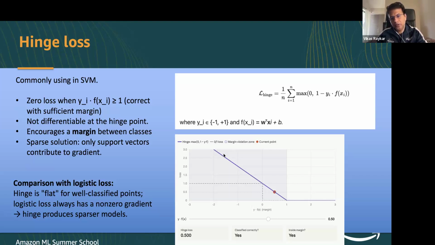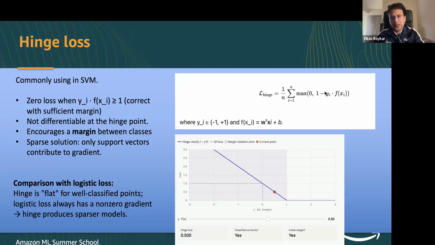So the hinge loss, think of it as putting a buffer here, and it's an upper bound on the 0-1 loss function. The loss is 0 when yi times f of xi is greater than or equal to 1, so it's correct with sufficient margin. It's not differentiable at the hinge point, and it also encourages a margin between the classes. It's also known that hinge loss encourages a sparse solution.